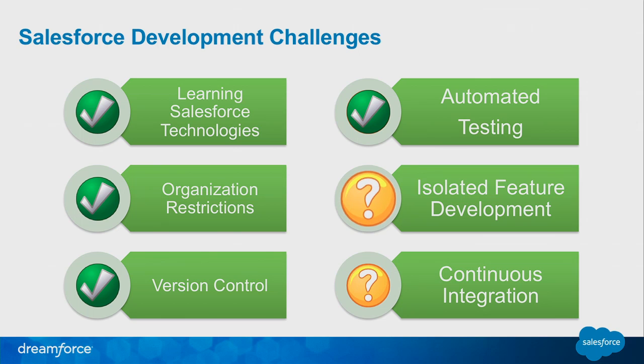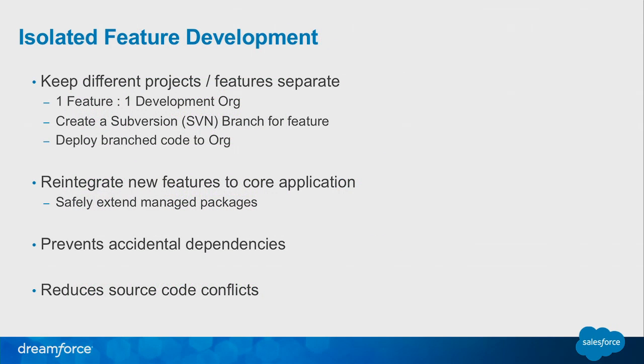Next, we'll look at the isolated feature development. And I think this is the one that's probably helped the development team the most. This is the one that's kind of given us the speed of development that we wanted. So what do I mean by isolated feature development?